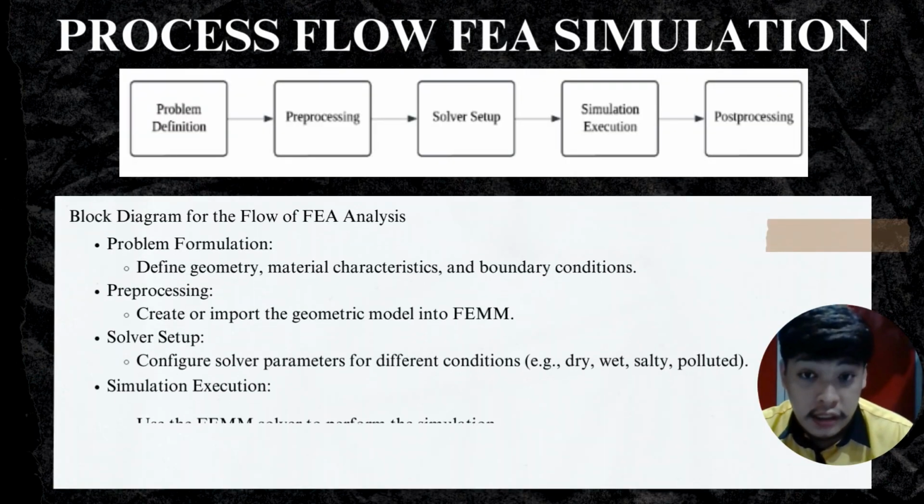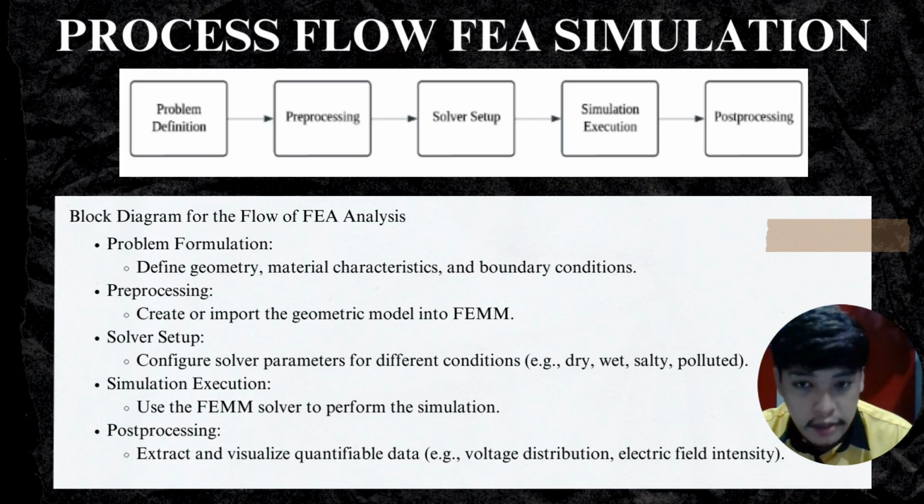This is the block diagram for the process flow of the FEA simulation. The first part is problem formulation: define geometry, material characteristics, and boundary conditions. For pre-processing, create or import the geometric model into FEMM. For the solver setup, configure solver parameters for different conditions, for example dry, wet, salty, polluted. Simulation execution: use the FEMM solver to perform the simulation. And the last one is post-processing: extract and visualize quantifiable data.